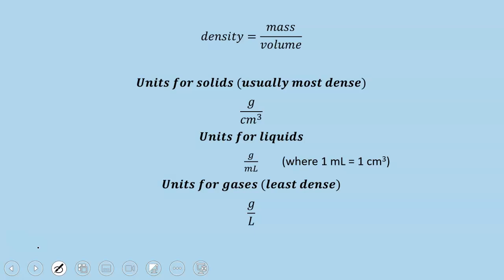Now gases, because they are less dense than the solids and liquids, you will typically see those in grams per liter. Again, you'll have the same amount of mass spread over a much larger volume because it is less dense.